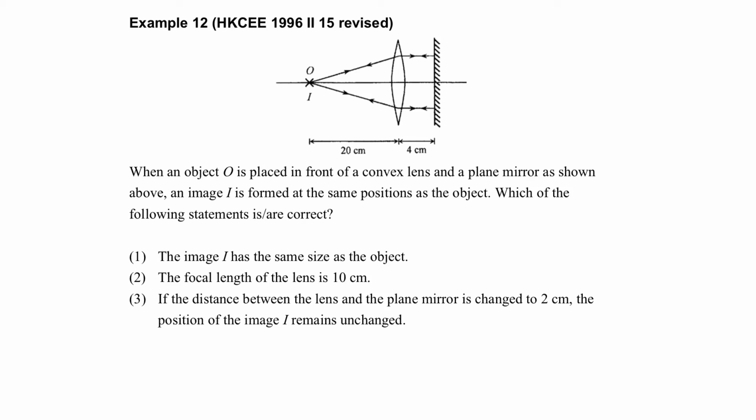And so let's see an example. In this example, we are using method 2. So when we are using method 2, the object and lens distance is the focal length. And the distance between the lens and the mirror can be any value.